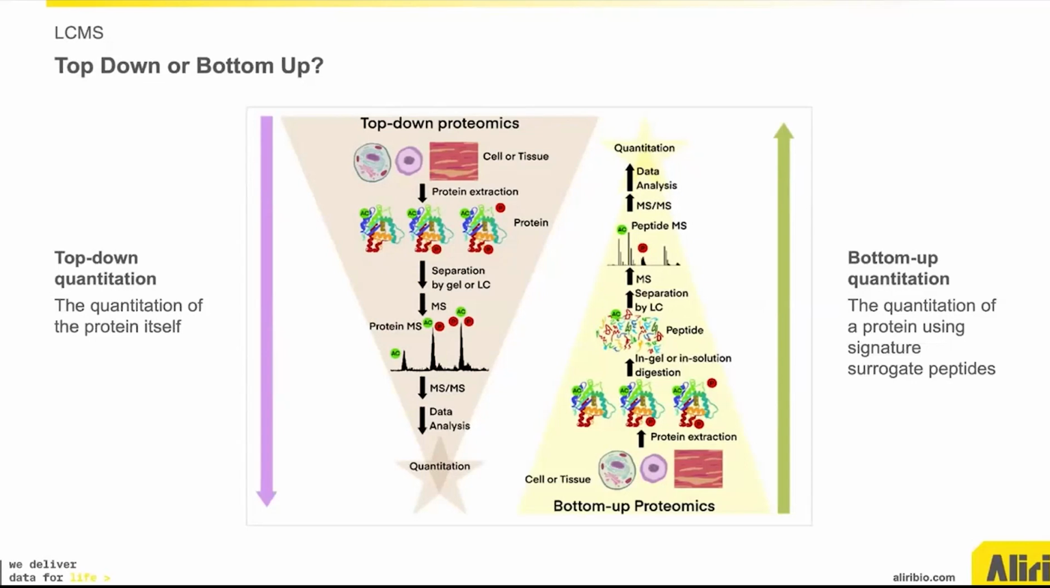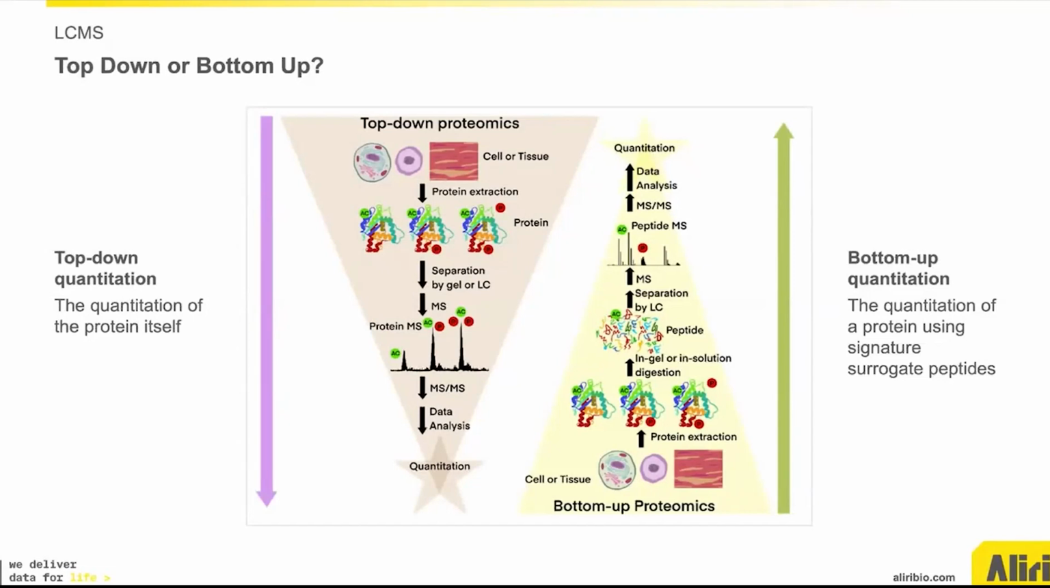The alternative is to use a bottom-up quantification. This quantification of the protein uses a signature surrogate peptide, and instead of quantifying the entire protein, once the protein is isolated, we digest it into these peptides, which can then be separated by LC to produce characteristic mass spec fragmentation patterns that are then quantitated for data analysis.